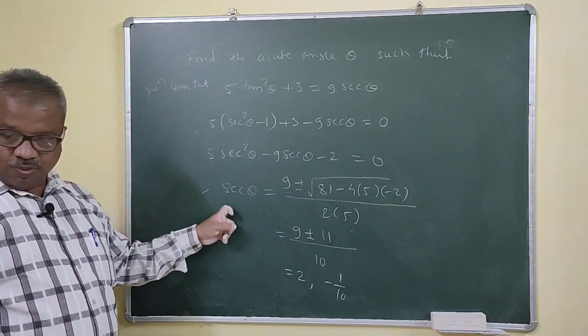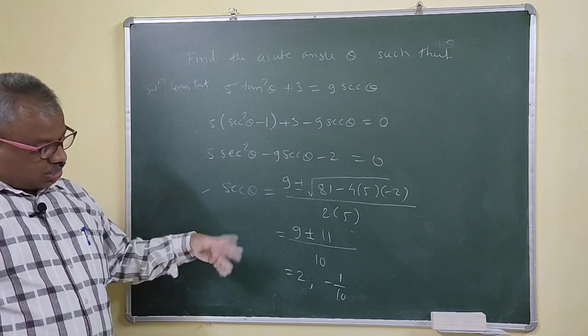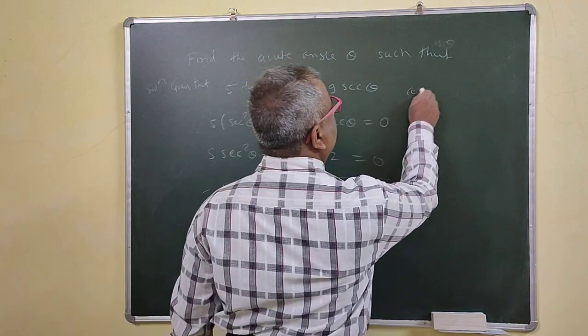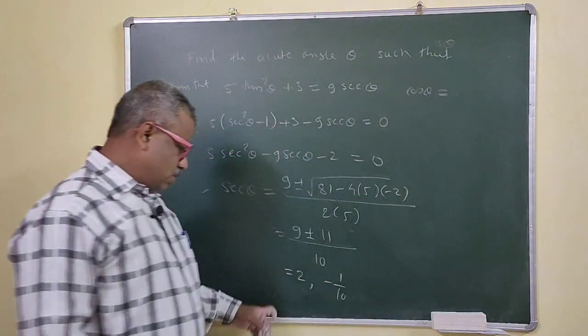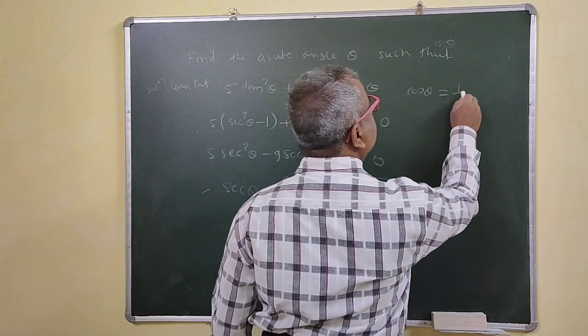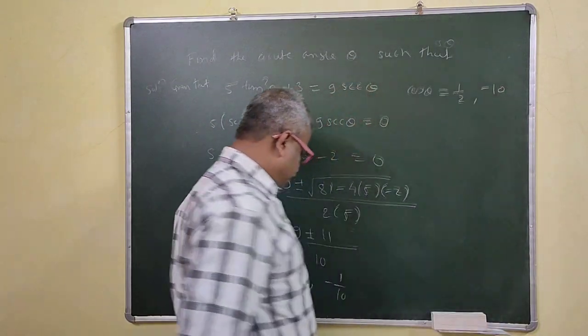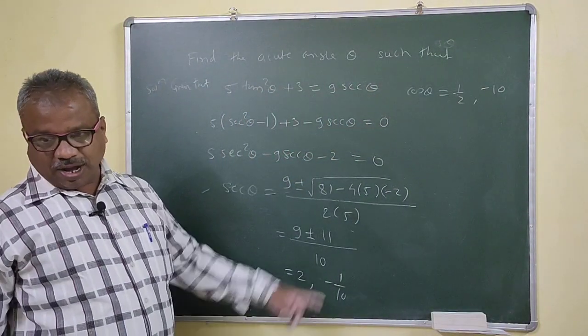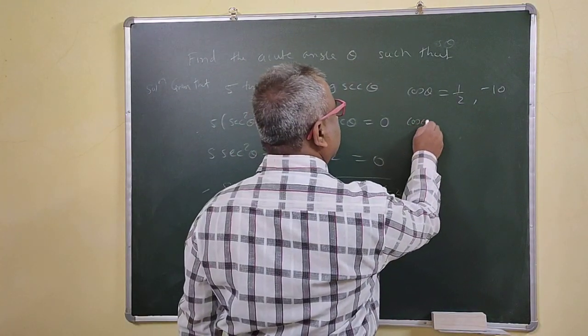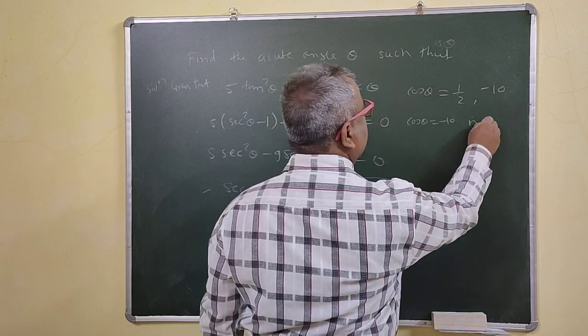So what we will do is write the value of cos theta now. Therefore cos theta is equal to 1/2; take the reciprocal of that. It will be 1/2 or minus 10. Now minus 10 is not possible, so cos theta equal to minus 10 is not possible.